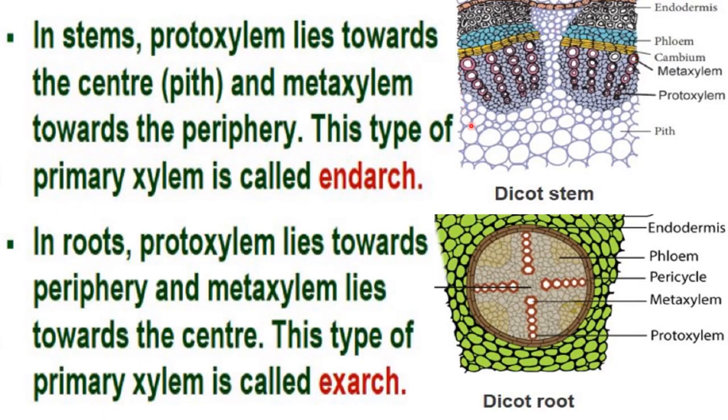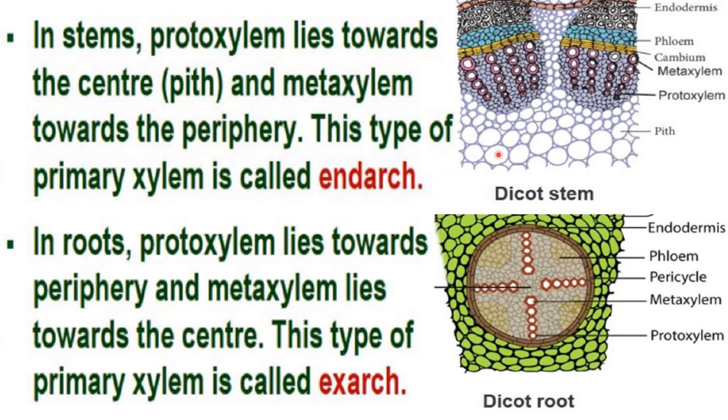If we assume it like this, a center, this is the central part, that is pith, and just here, towards the center, protoxylem is present, and towards the periphery metaxylem is present. Such an arrangement is called endarch arrangement, and endarch condition is found in stems. So this type of primary xylem is called endarch.